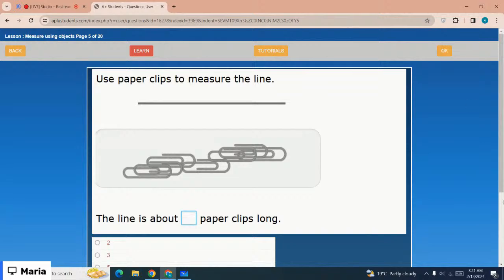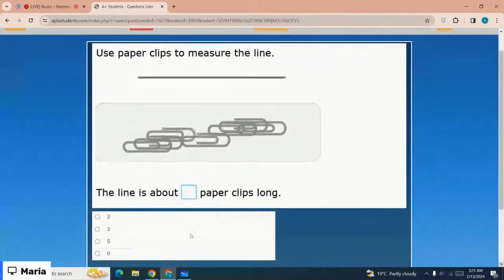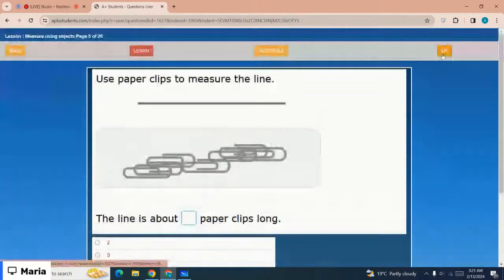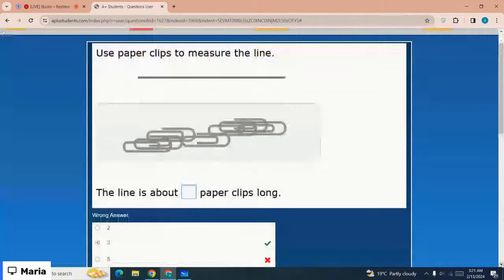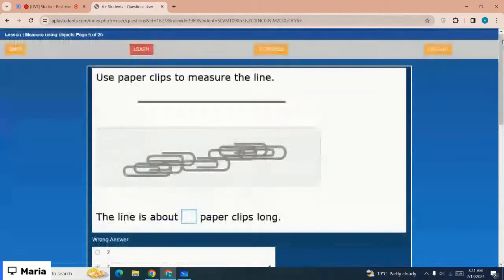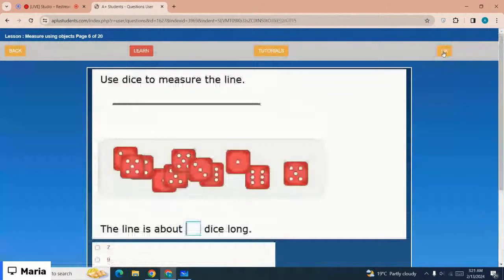The correct option is five paper clips long. It is right. The correct option is five paper clips long. What's wrong with these answers? Okay, that is three paper clips long, right? Because I can't place right away, I'm just guessing the answers, right? It's okay. Let's just move on to the next lesson.